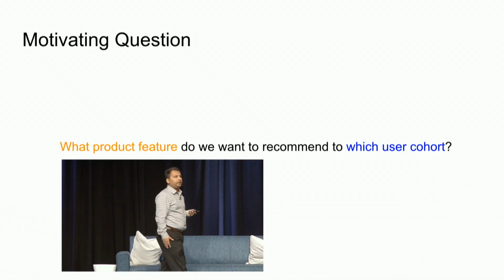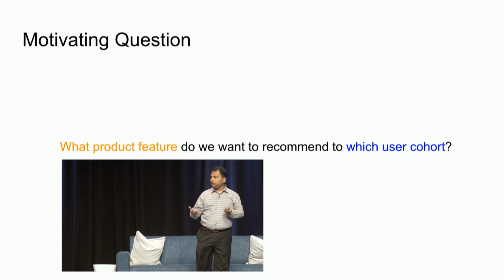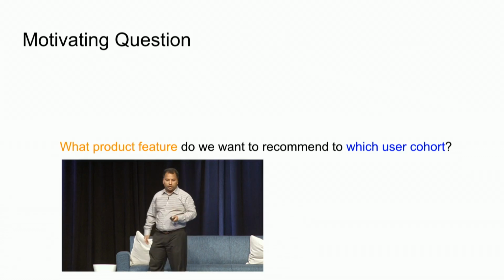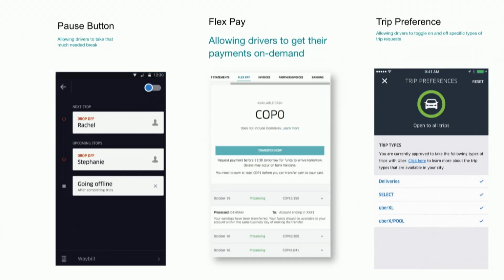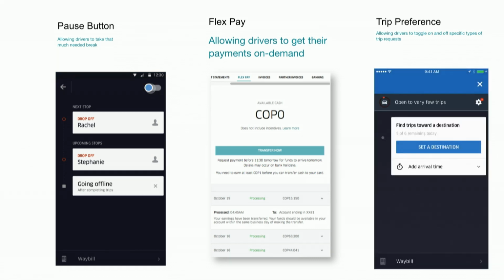This is a personalization question, right? You have two sides: you have a segmentation question, and you have to know which product features to recommend. Know that these are the three product features that currently exist in the market: we have pause button, flex pay, and trip preference. So this is just to calibrate what those are, basically.